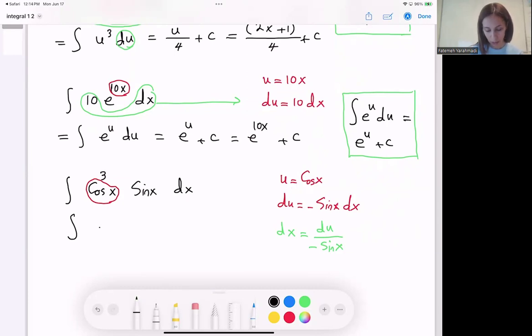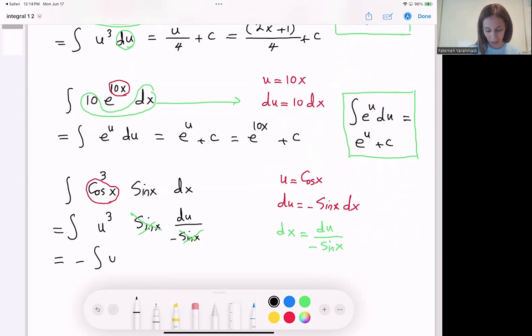and you have sine x, and dx, which is du, divided by negative sine x. These two, they get canceled out. But again, pay attention. If sine x wasn't here, you are not allowed to do that. You cannot create another sine x inside your integral. Very good.